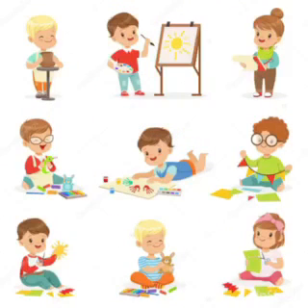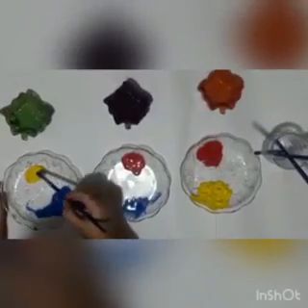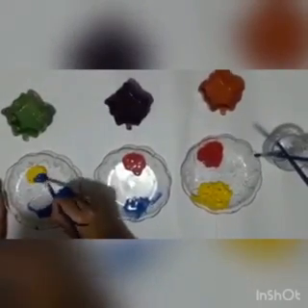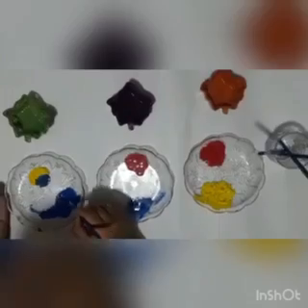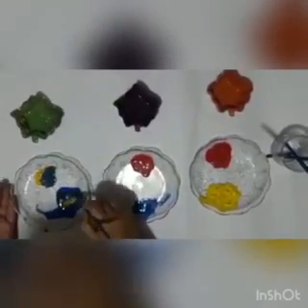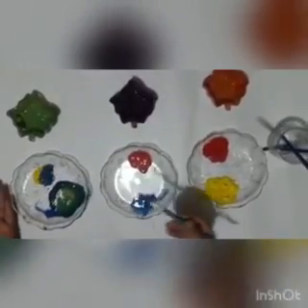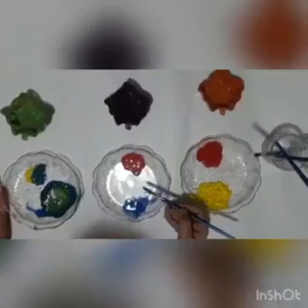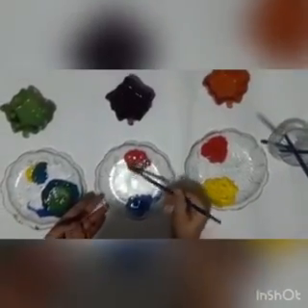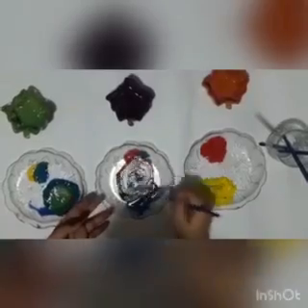So, let's start. If you have yellow color and you put blue color in it, do you know which color you will get? Yes, you will get green color. Very nice. Now the next one is, if you have red color and you put blue color in it, do you know which color you will get? Yes, you will get purple color.